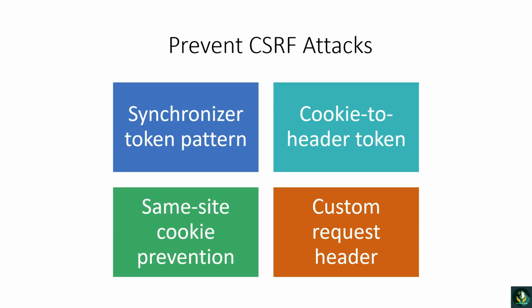A technique that is particularly effective for AJAX or API endpoints is the use of custom request headers. In this approach, JavaScript is used to add a custom header, but unfortunately for attackers, JavaScript cannot make a cross-origin request with a custom header because of SOP security restrictions. This prevents sending a cross-domain request with a custom header, and therefore eliminates the possibility of a CSRF attack.